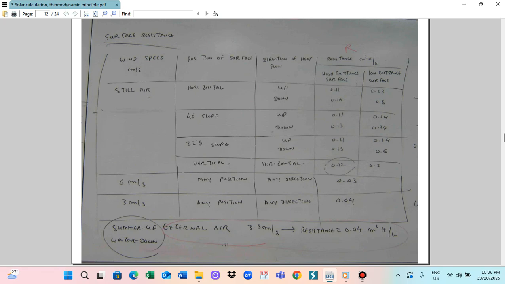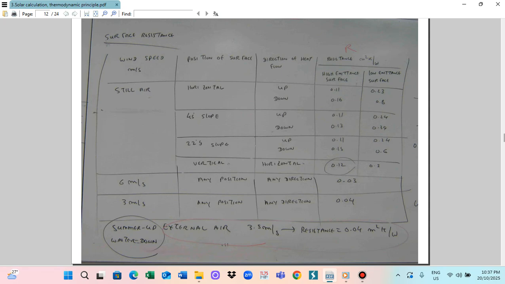When the air is moving at 6 meters per second, the surface can be in any position and heat flow can be in any direction, and you have to take 0.03 as the resistance. If the air is moving at 3 meters per second, any position, any direction, the resistance value is 0.04. External air is the outside air. Outside air we usually take as 3.5 meters per second for the normal situation. In this case, the resistance is 0.04.